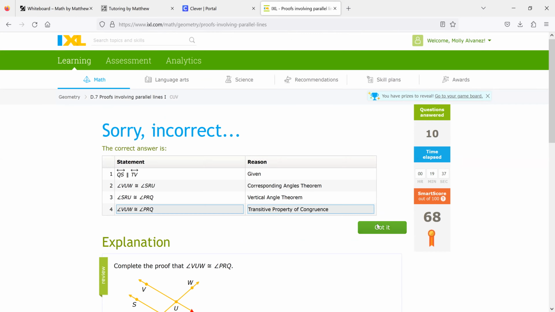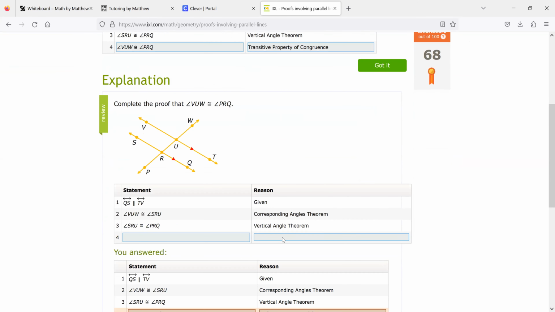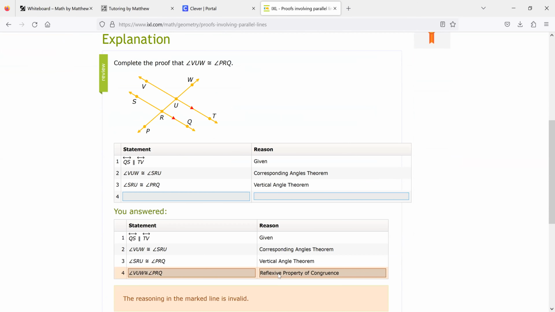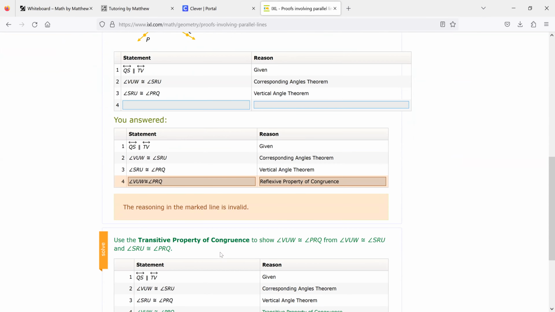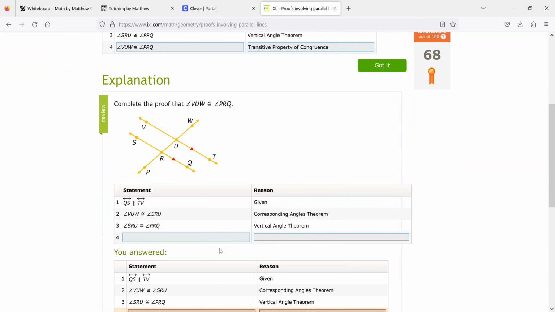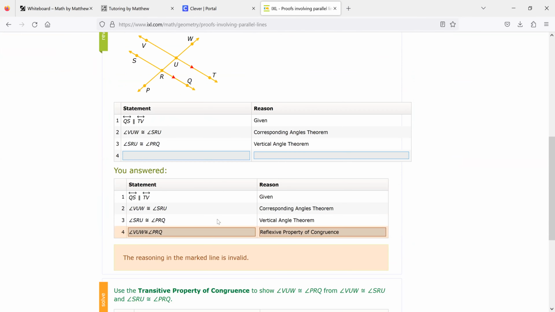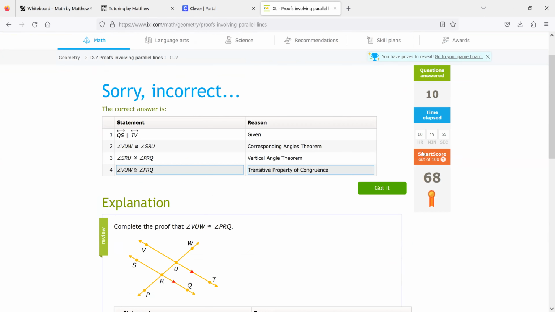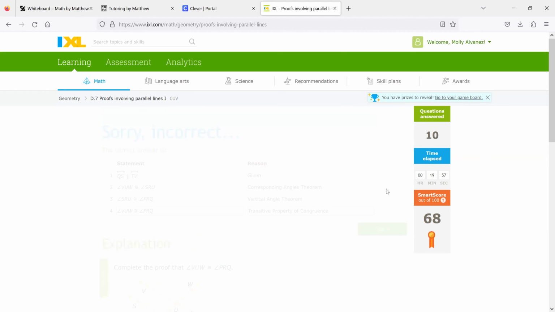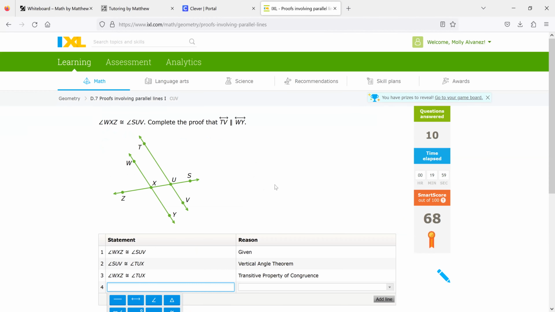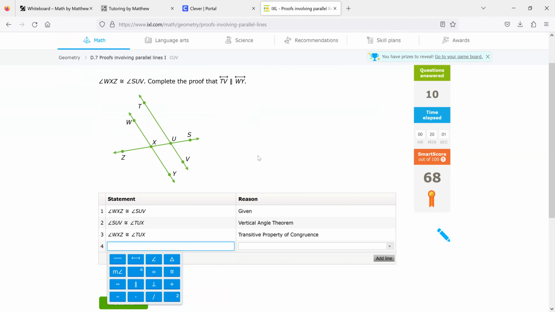Oh, it didn't. So I guess there was more. I don't get it. Reflexive property of congruence. Okay, and it looks like it knocked it down. That's frustrating.